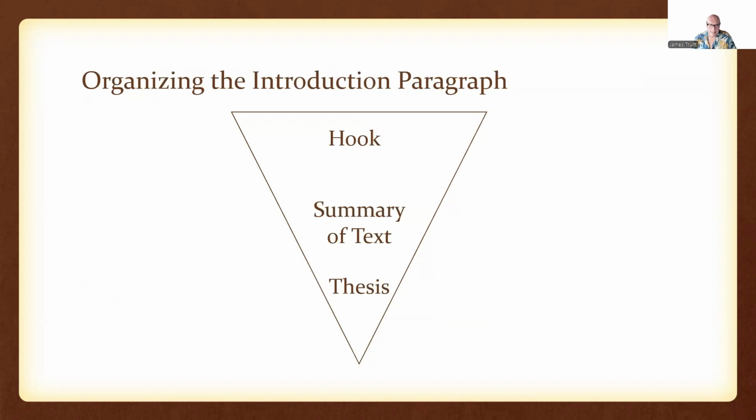The reason for that is, as you look at the visual clues, it's wider at the top. The hook is meant to be somewhat broad. It's supposed to not be real specific in how it's applied. And then as you go further down, the summary of the text gets more specific to the story or the poem or the play. And then the thesis is a very specific, very focused statement. So that's why we give you that visual.